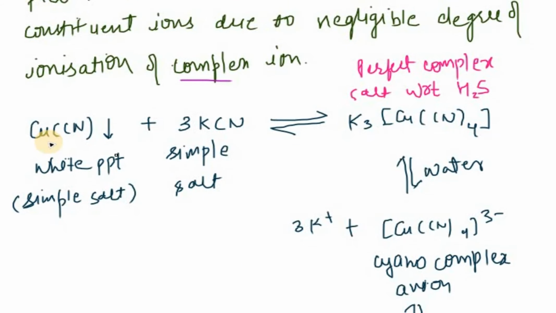Let's see an example, like if we have CuCN, copper cyanide. Copper cyanide itself is a white precipitate. It is a simple salt. It will mix with another simple salt, KCN, and form the K3[Cu(CN)4] complex. When we dissolve that complex into water, it will form 3K+ and [Cu(CN)4]3-, which is known as the cyanocomplex anion. And it is a perfect complex with respect to H2S.